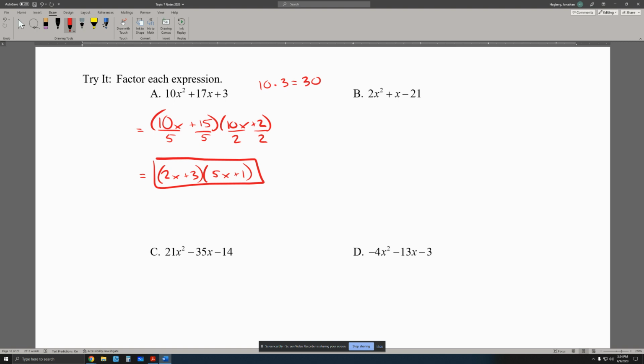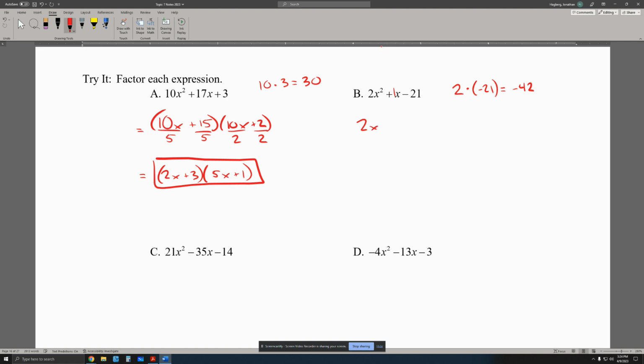Part B. So first thing, check for GCF. From 2, 1, and negative 21, those coefficients, I notice that the GCF is 1, and there is no common variable factor, so we can't factor out a GCF here. We then take the product of the leading coefficient and the constant term, so 2 times negative 21. Watch those negatives. This is equal to negative 42. So two numbers that multiply to negative 42, but add to 1 here. That coefficient of the linear term is 1. The answer, positive 7 and negative 6.